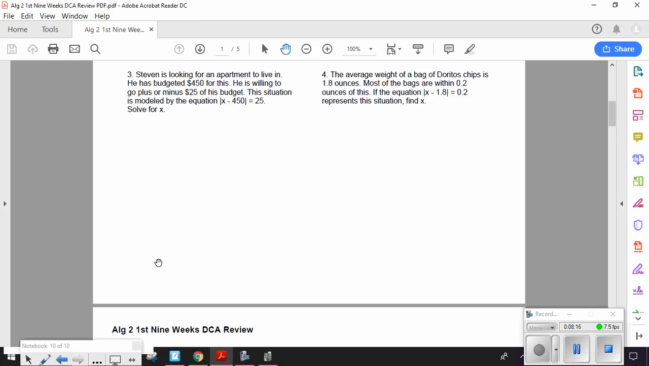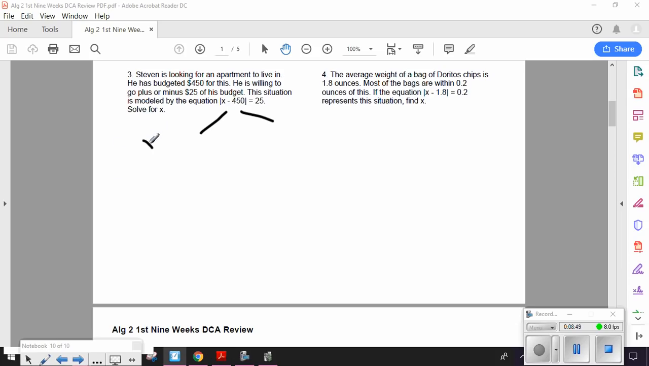Number 3 says Stephen is looking for an apartment to live in. He has budgeted $450 for this. He's willing to go plus or minus $25 of his budget. This situation is modeled by the equation absolute value of x minus 450 equals 25. Solve for x. So this equation is all ready to go. I just need to write the two equivalent forms.